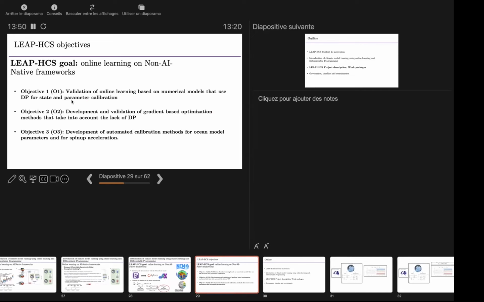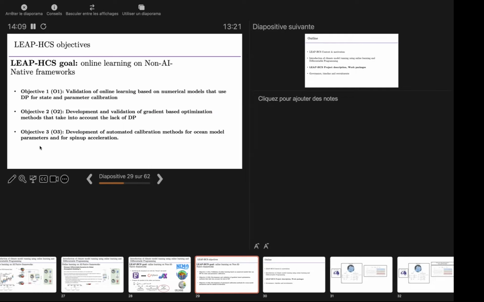So we need to see whether online learning can be useful to tune actual parameters of physical parameterizations. The second objective is that we need also to develop and validate, as I said, gradient-based optimization methods that take into account the lack of differentiable programming capabilities of current climate models and current climate model components.